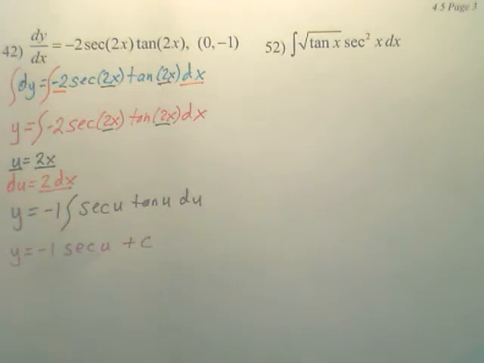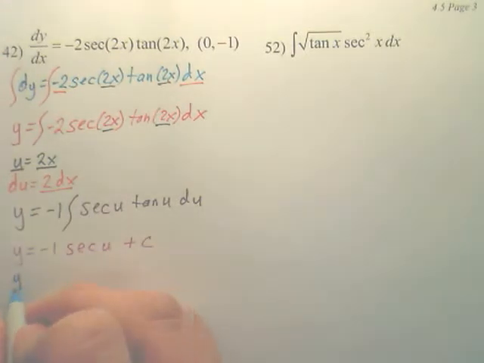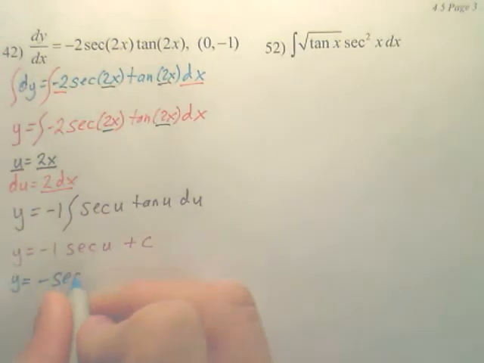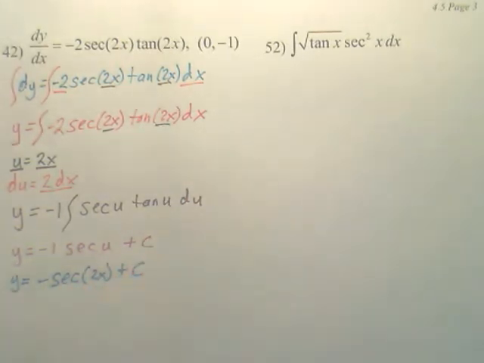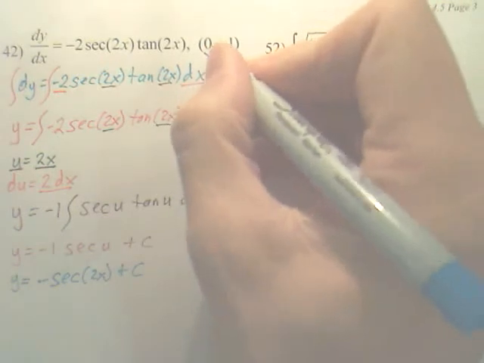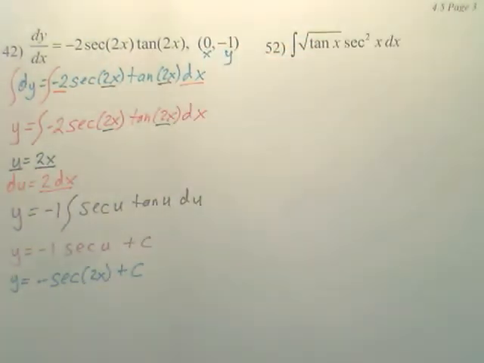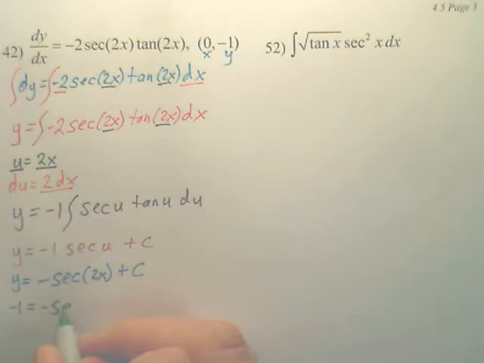Plug u back in. As well, that still won't finish it completely. So the first step would be negative secant, and what was u? 2x plus c. And then we've got to go back up here, get x and y, and plug that back in. So it looks like, what's y? y is negative 1. It was negative secant 2 times 0 plus c.